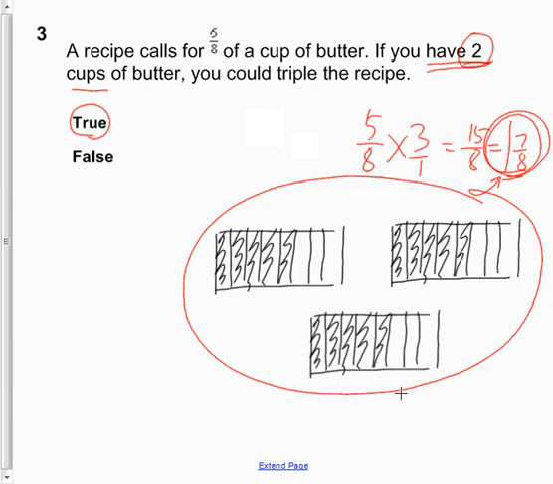And since you have 2 cups, you can triple the recipe and have 1/8 of a cup left over to butter your muffins or pancakes or whatever you're making.